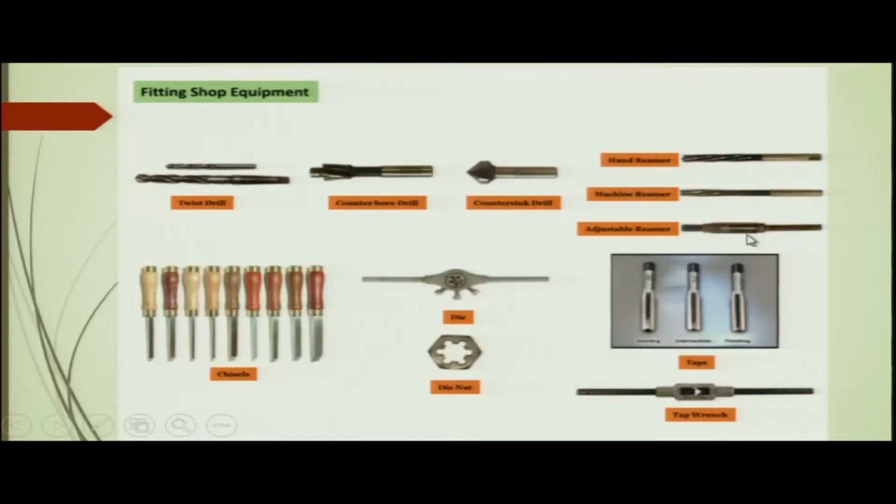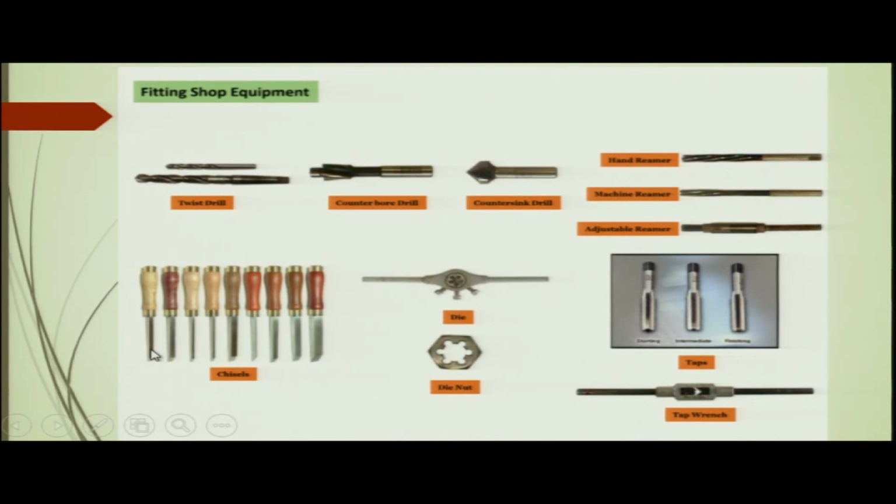This is an adjustable reamer, where you can adjust the length of the reamer, but the purpose is the same. This is also mostly used as a machine reamer. Here you can see the die. This die is used to make the external thread. So, the taps are used for making the internal thread, and the dies are used to make the external thread. We have the die nut. This die nut is made inside this die, and the entire thing is used to cut the external thread.